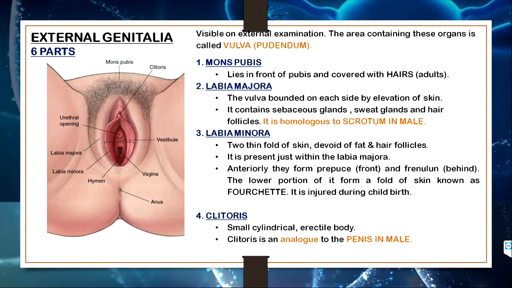After the mons pubis, you can see on both sides of the vulva there is a labia majora. So labia majora, you can see there is an elevation of skin on both sides of the mons pubis, and this contains sebaceous glands, sweat glands and the hair follicles. You can see hair follicles are there. And now one most important point, this is homologous to scrotum in male.